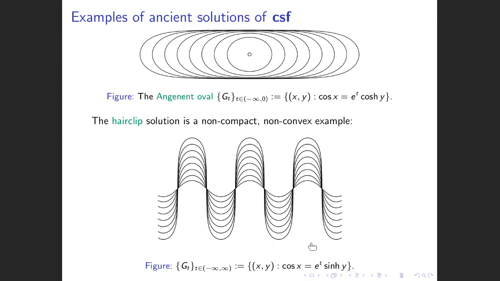This solution also exists for all time, in plus infinity as well. And as we let the time go to plus infinity, we're going to see a horizontal line. Okay, so this is an example of what I said. If you have a solution that lives for all time, then in the limit as t goes to plus infinity, you would see a minimal surface. Here you will see a line.